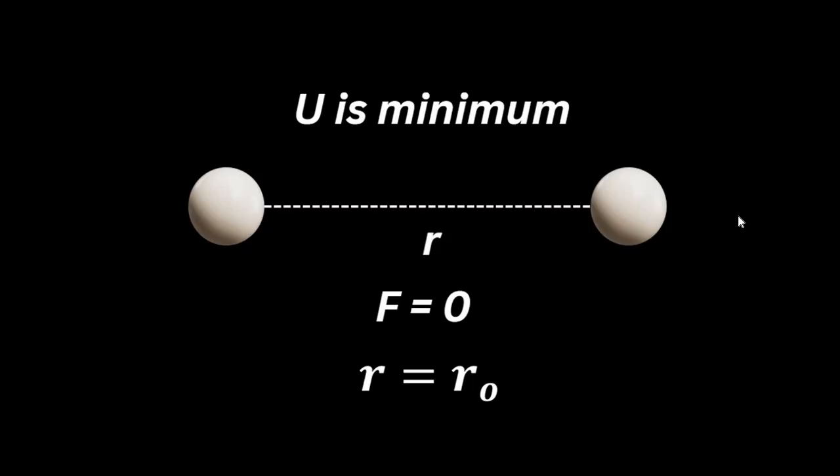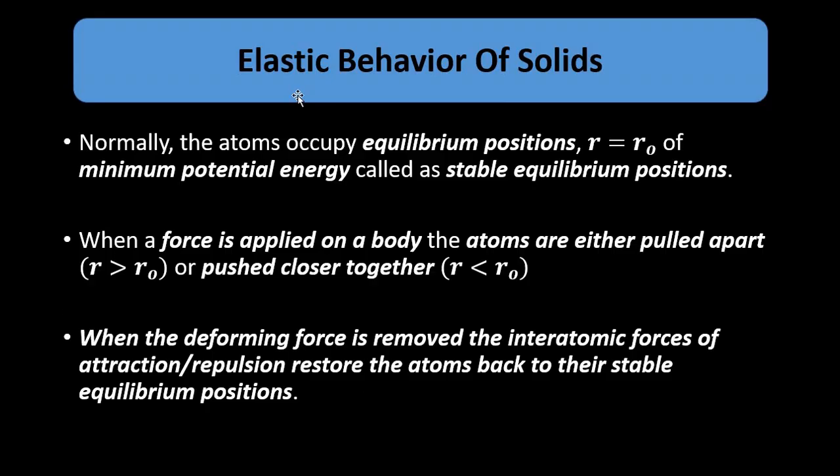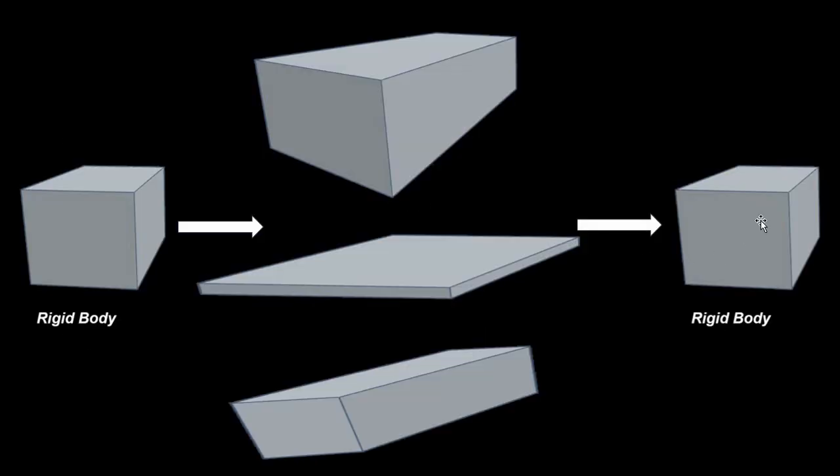When the separation is lesser than the equilibrium separation, the interatomic force is repulsive in nature. It tries to push the two atoms back to their original equilibrium position. So this is the elastic behavior of solids. The objective is always to return back to their stable equilibrium position. That is why elastic materials always return back to their original shape and size, because of the interatomic forces.